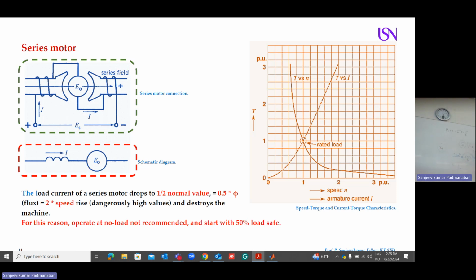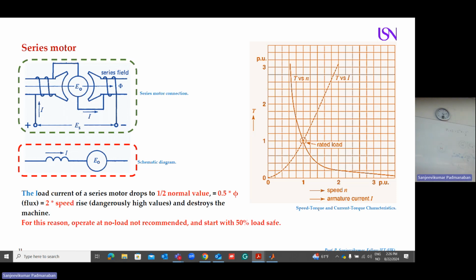So the load current drops to 50% of your normal value. What happened? The flux is 50%, which results in 2 times the speed rise. So speed rises 2 times with respect to the flux. For example, if you reduce the flux by 50%, the speed increases by 100%. Twice. Is it clear to you?